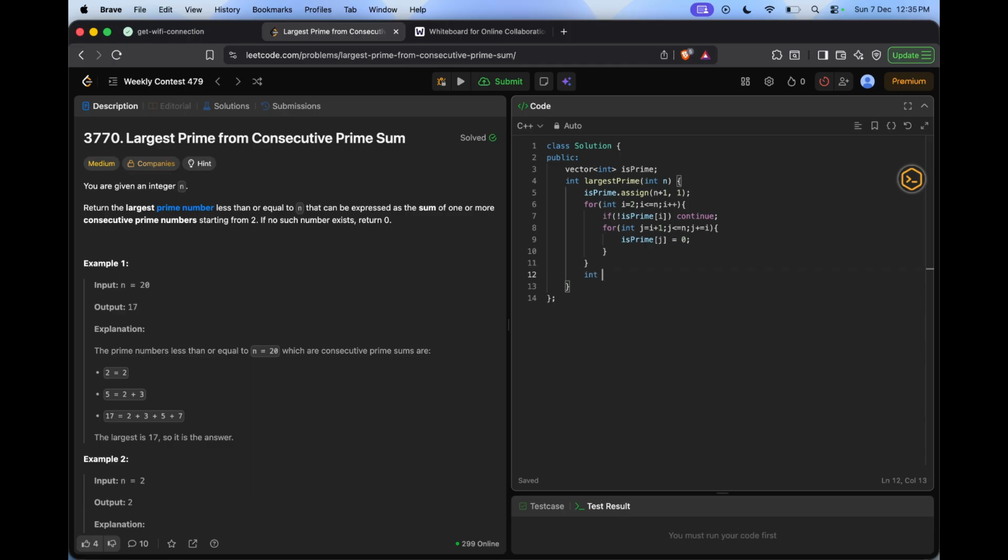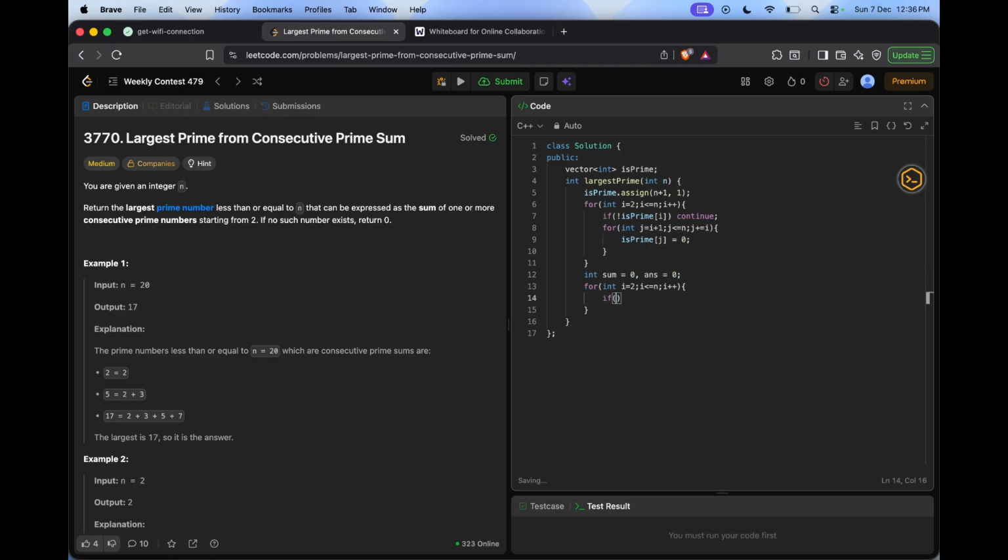Alright. Now the current sum represents the prefix sum up till the ith index and we want the answer. If there is no answer, assign it as 0. Alright. Now iterate to all the primes and calculate their prefix sums. So start from 2. What is the criteria for a number to get added in the sum? It must be prime and it must be smaller than or equal to n.